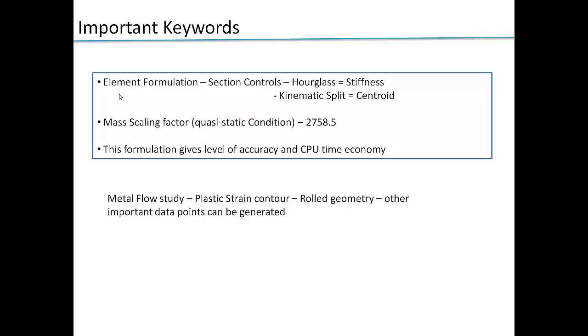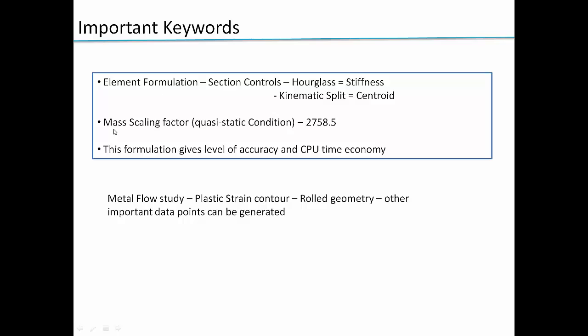So for element formulation, for this brick element, we are considering that it is a C3D8R type of element. We are considering the formulation through the section control keyword, that is hourglass equal to stiffness, and then we will be choosing the kinematic split equal to centroid. So these are the two important triggers we will be activating to consider this as an element formulation for rolling process simulation.